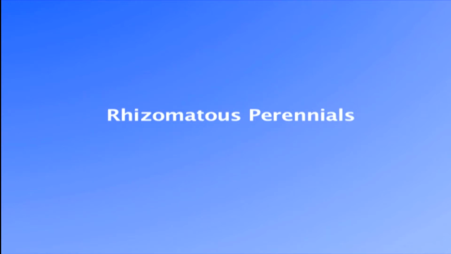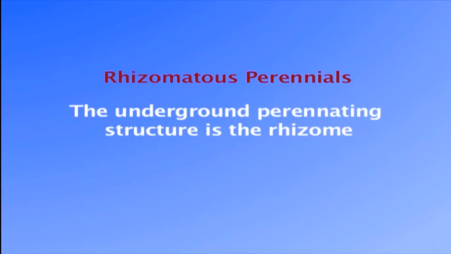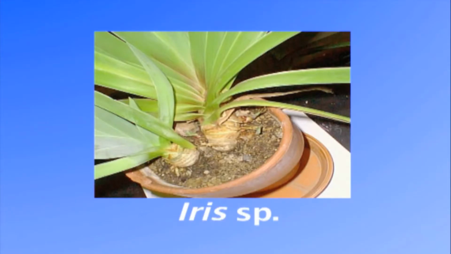First, the rhizomatous perennials. Rhizomatous perennials are those herbaceous perennial plants in which the underground perinating structure is a rhizome. The rhizome is a modified stem. In some perennial plants, the rhizome grows above the ground or on the soil surface, as we can see in iris. In such perennials, the above ground stem dies at the end of the growing season and the plant overwinters in the form of rhizome which sprouts in the next season to give rise to new shoots.